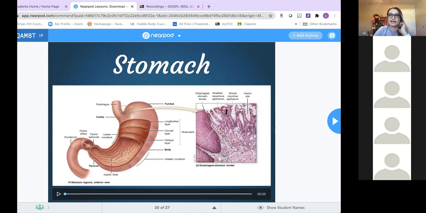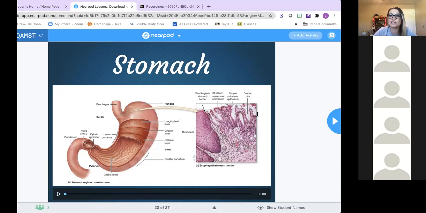The epithelial lining here is your simple columnar epithelium. So we're going to move away from that non-keratinized stratified squamous epithelium to simple columnar epithelium here. The stomach has 4 main regions, as you can see on the image here. The rounder superior part is the fundus. The region where the esophagus connects to the stomach is called the cardia, and that's why the lower esophageal sphincter, which is located at the border of the esophagus and stomach, is also sometimes known as the cardiac sphincter. So when you hear cardiac sphincter, that's the lower esophageal sphincter. Okay, it's right there at the cardia region of the stomach.